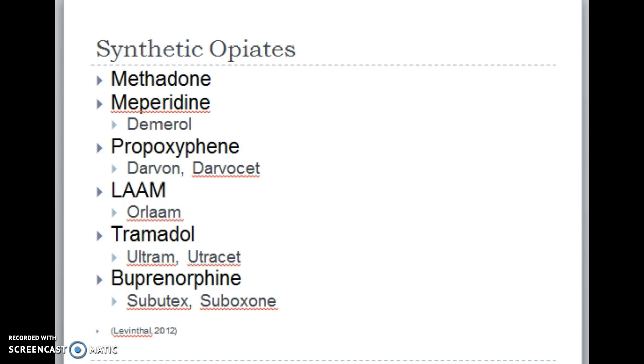Synthetic opiates are man-made, so they're very similar to opiates and opiate derivatives, but they've been manufactured by man to imitate the effects of opiates. So methadone would be the one that's most common and most well known. It's used for the treatment of opiate dependence or narcotic dependence. So people who, for example, are addicted to heroin would go on methadone as a way of stopping the use of heroin.